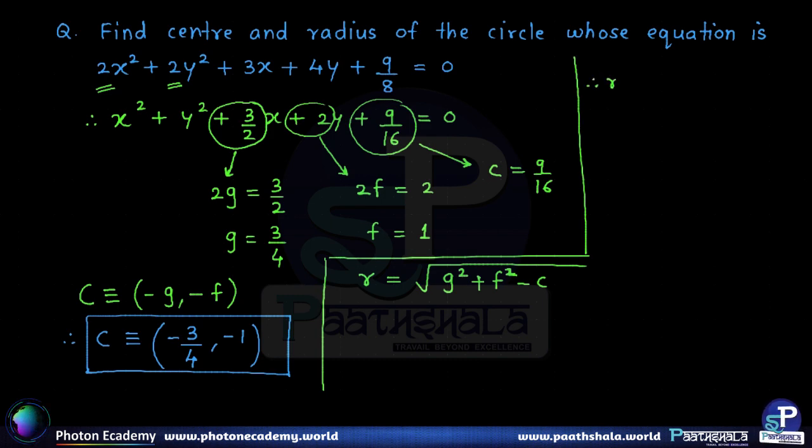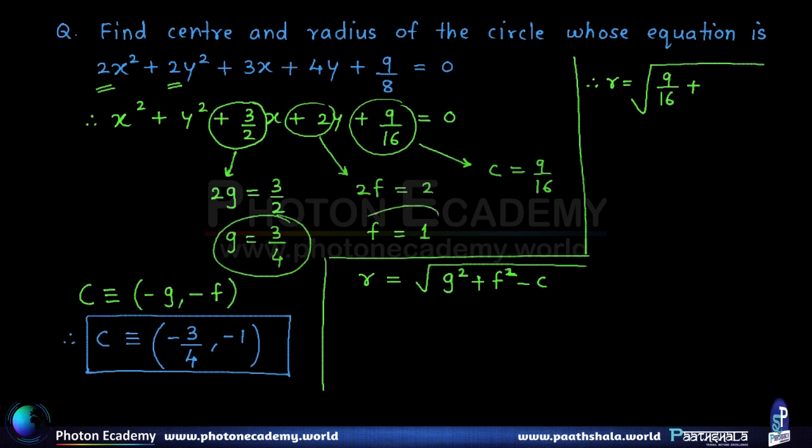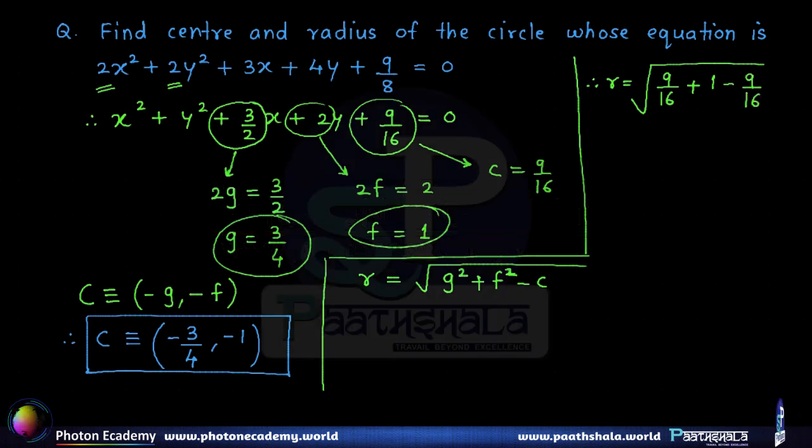So therefore r is equal to, g is nothing but 3 by 4, so g square turns out to be 9 by 16, plus f is 1, so 1 square is 1, and minus c is minus 9 by 16. So 9 by 16 gets cancelled and radius turns out to be 1. So this is how we find out the center and radius from the general equation.